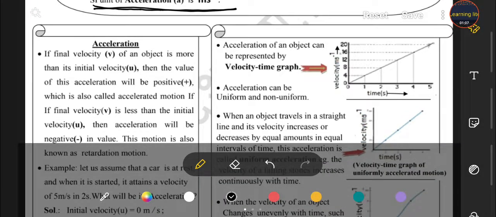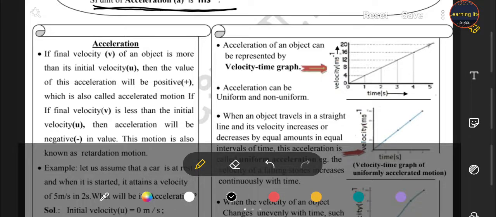Next one, acceleration is of two types, students: positive acceleration and negative acceleration. In positive acceleration, the velocity of an object increases continuously, so it is called accelerated motion. And when the velocity of an object decreases with time, it is called retarded motion. Then the acceleration is negative. You can write from here, students.